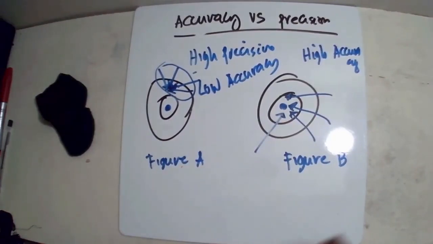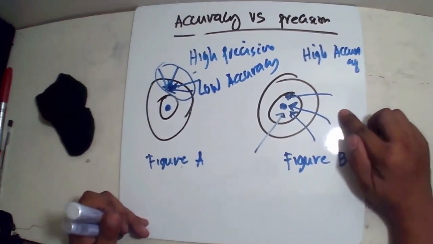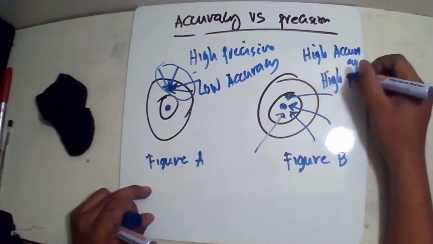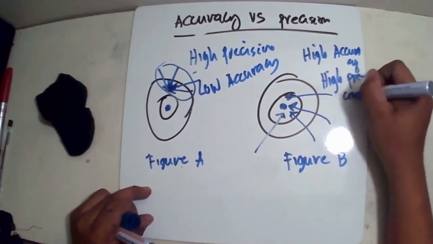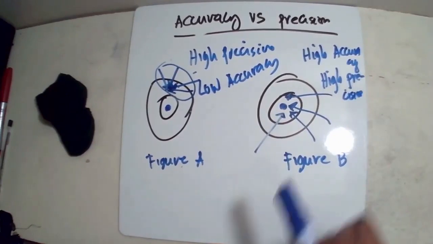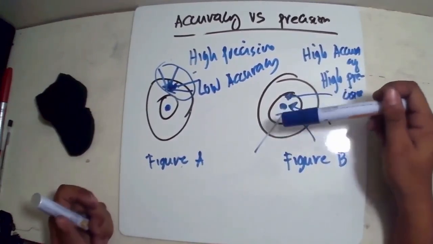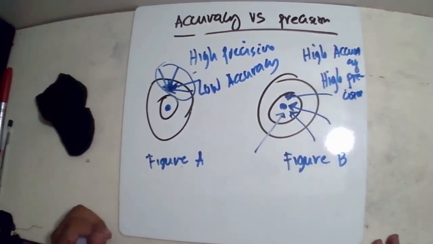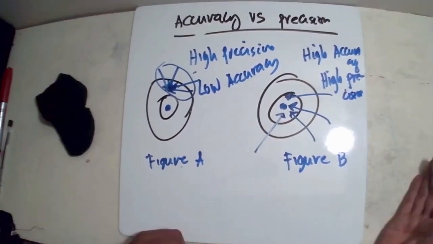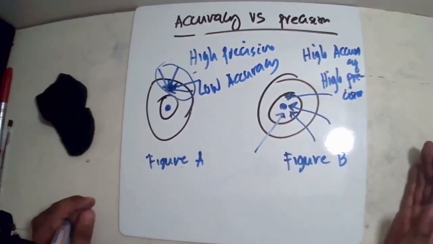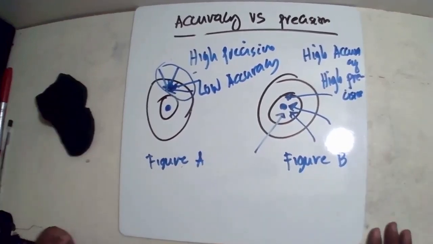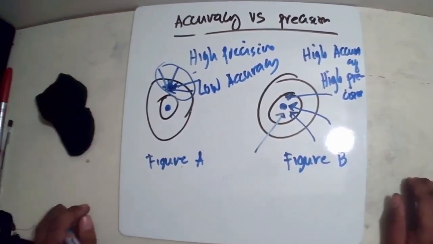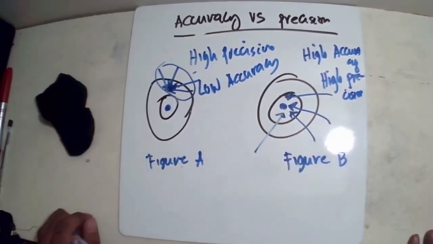Now, in terms of precision in figure B, this is also high precision, because they hit the bullseye target, and at the same time they're much closer to each other. So that's how we simply understand or explain accuracy and precision in terms of the diagram. I hope you can follow me and you will have an understanding later of what I'm talking about here.